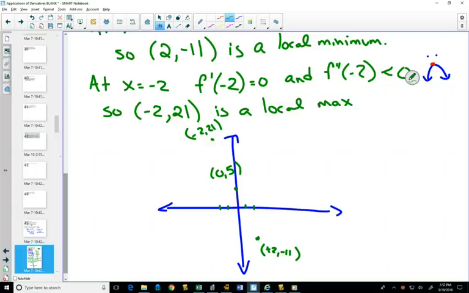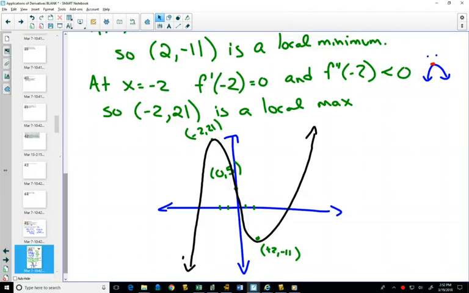2, -11. And we know that our function was concave down here, concave up there. And there we have a sketch of our graph. Now, it has 3 x-intercepts, but in this case it wasn't.